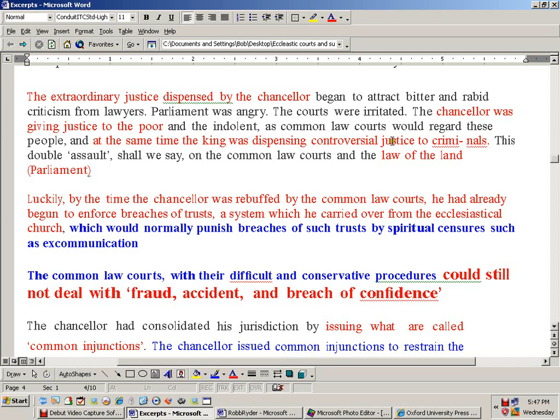You pointed out fraud. You got your property and put the sumbitch in jail. Controversial justice. Wow, somebody else going to jail besides the plaintiff who falsely accused you, is what they're talking about. This double assault, shall we say, on common law courts and the courts of the land, which is Parliament.